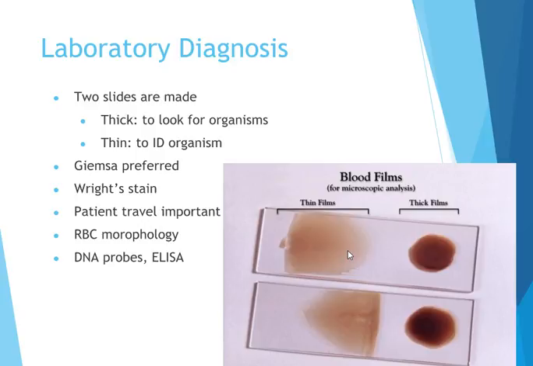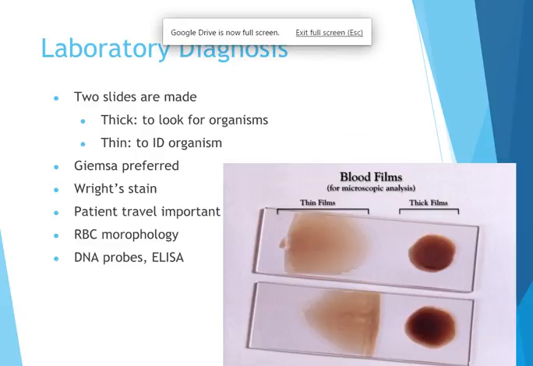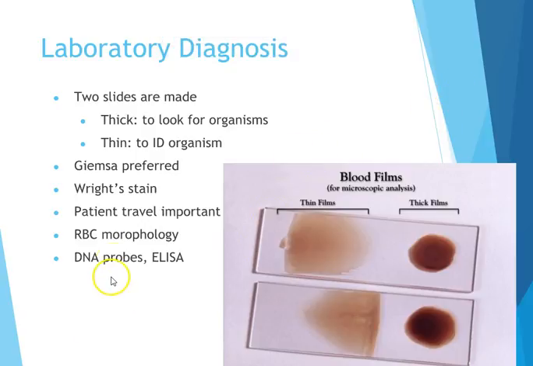Some people do a procedure that will lyse the hemoglobin in the thick one so that you can see it better. It really doesn't look this thick if you lyse the hemoglobin. Then the organisms are out there for you to see more easily. The Giemsa stain is preferred, but the Wright stain is also used. It's important to know where the patient's been and the red cell morphology. There are also some faster tests that have been developed that use DNA probes and the ELISA method to identify it.